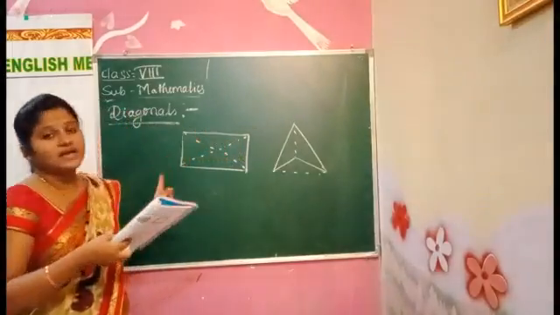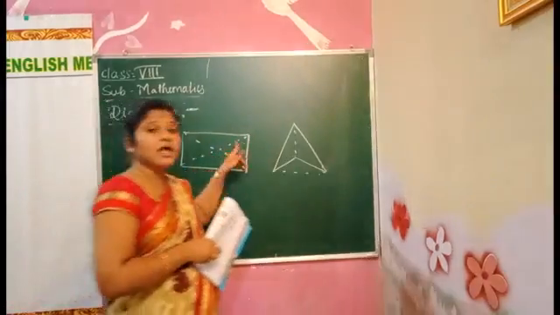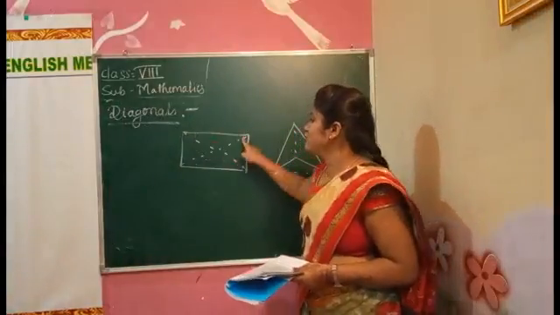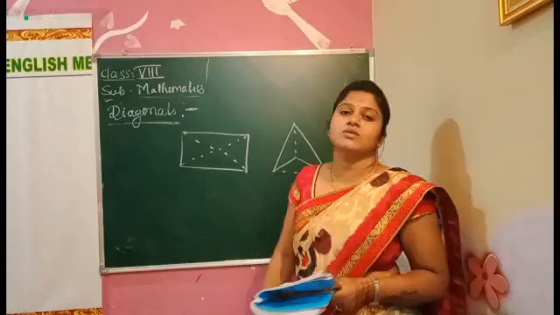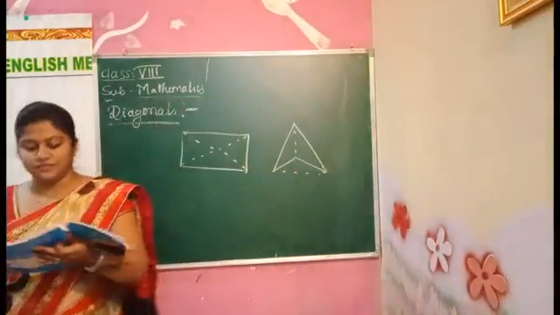non-consecutive vertices. Two that do not meet each other, to meet them, what do we call it? Diagonals. The sides between these two and these two, that is called as what? Diagonals. Okay, understood the diagonals?